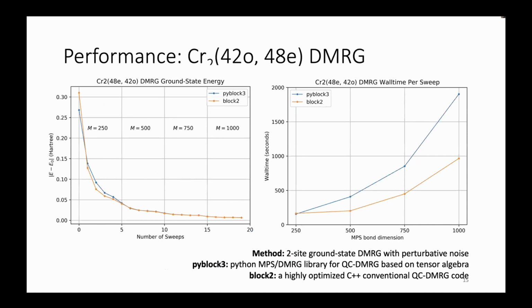Finally, we compare the performance of PyBlock 3 and a highly optimized conventional quantum chemistry DMRG code called Block 2, tested on chromium dimer molecule. This system is unachievable for most purely Python-based DMRG codes, since both the MPS and MPO bond dimensions are near 1000. We can see that compared to the C++ code, PyBlock 3 gives roughly the same converged energy, and it is only a factor of 2 slower than the C++ code, which should be acceptable.